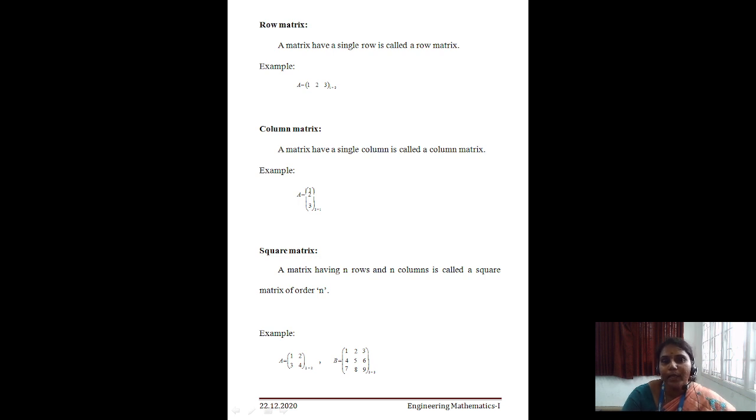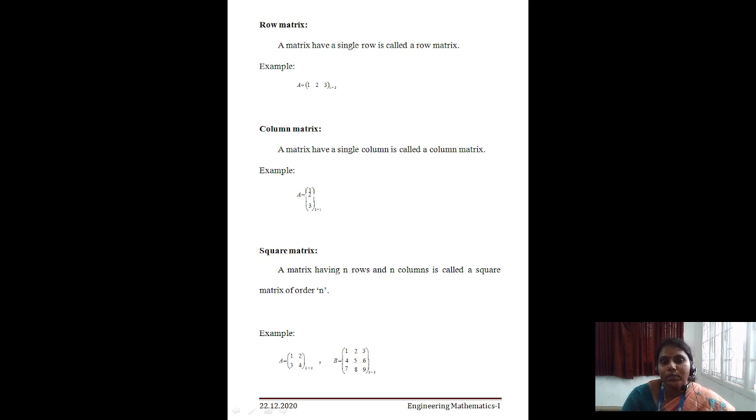And now the row matrix. Simply from the name itself we can know what a row matrix is. It has only one row. A matrix with a single row is called a row matrix. For example, consider this matrix A equal to 1, 2, 3 in a row. The elements are arranged only in a row and it has only one row.